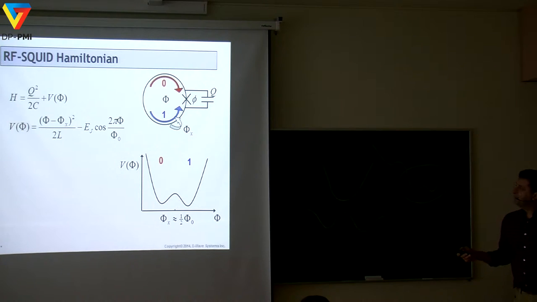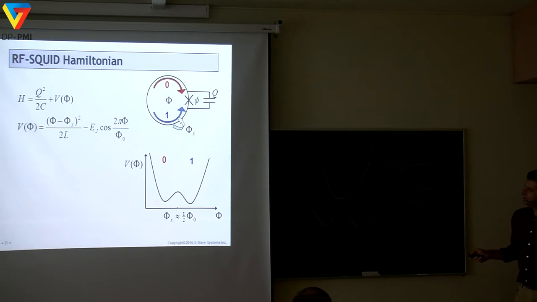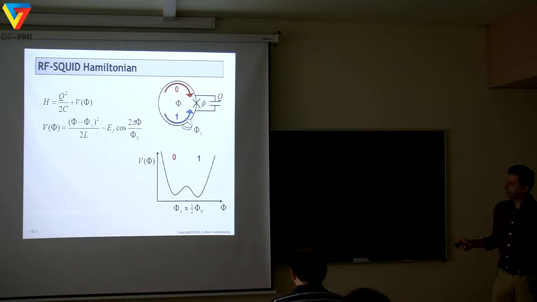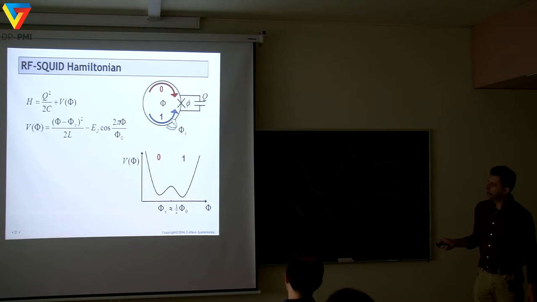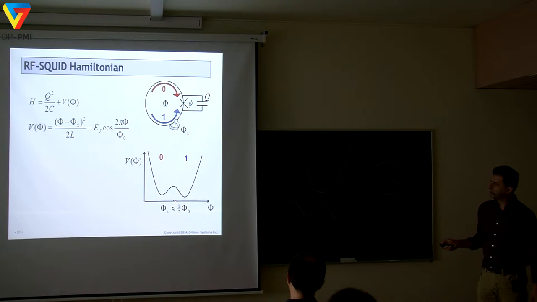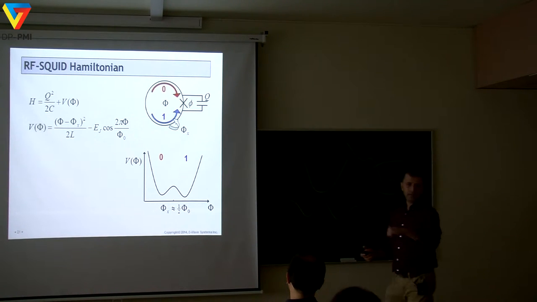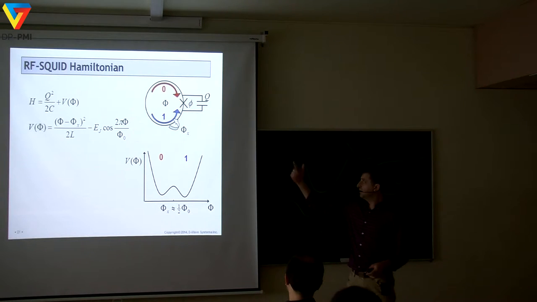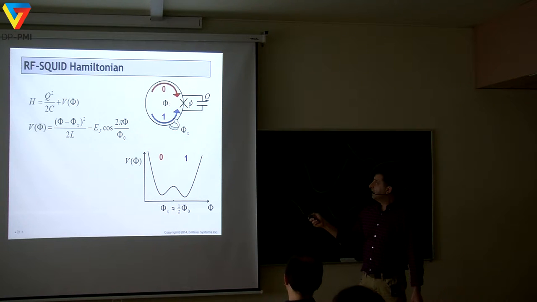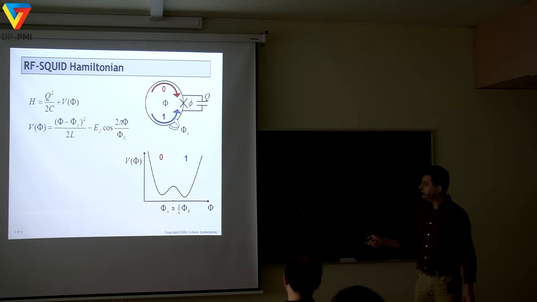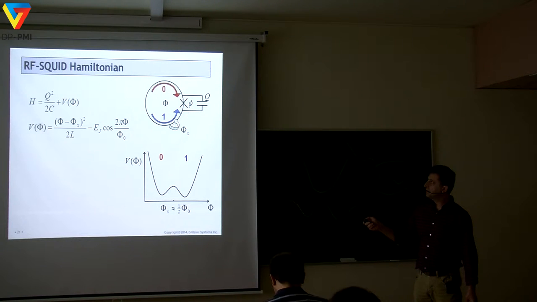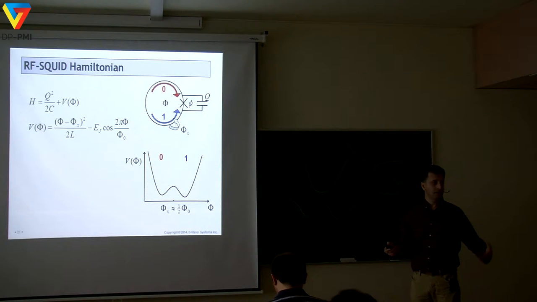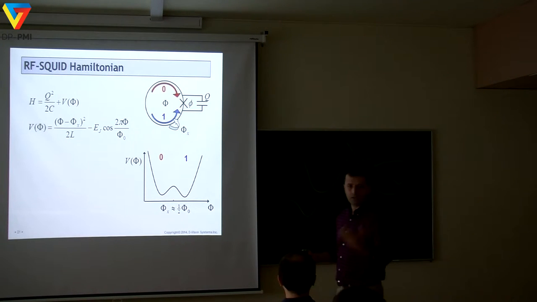Okay, so now in this picture I have a double well potential, but the minimum of the double well potential is at positions that are a little bit away from this center point, which is half flux quantum. And when you go away, you're actually inducing flux through this loop, and inducing current, which we call persistent current. So the two minima of this double well potential correspond to counterclockwise and clockwise circulating currents, and we call these zero and one. So we have logical zero and one, which is basically the bottom of these two.